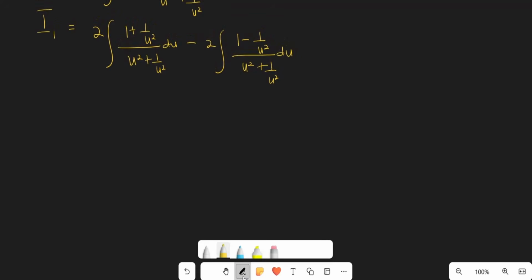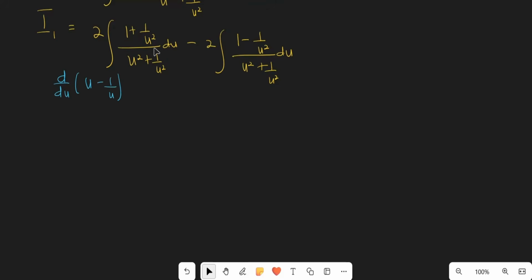Now here, I've done this before in my other video. See that when we differentiate something like this, so let's have d/du of (u minus 1 over u), this is going to yield the numerator of the first one, right? And when I differentiate d/du of (u plus 1 over u), this is going to yield the numerator of the second one. All right, so that means that in the denominator, I have to get something like this at the denominator of this one and something like this at the denominator of the second one, right? Okay, so now let's do that.